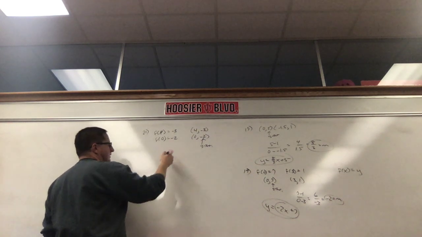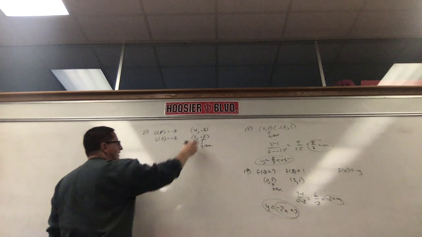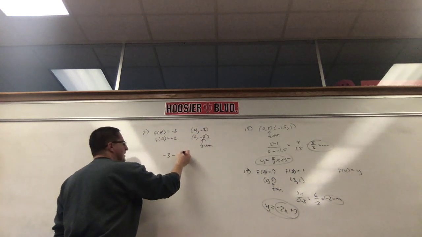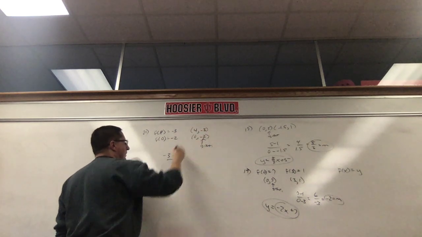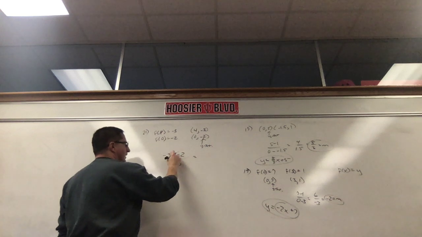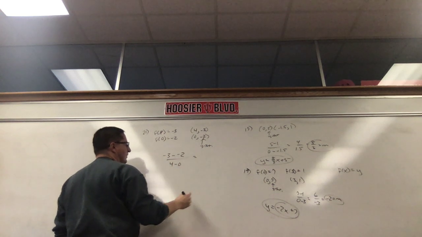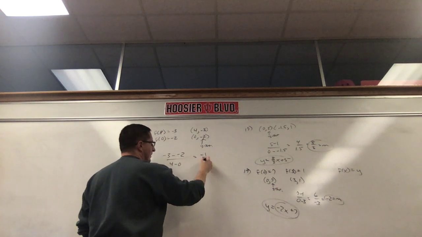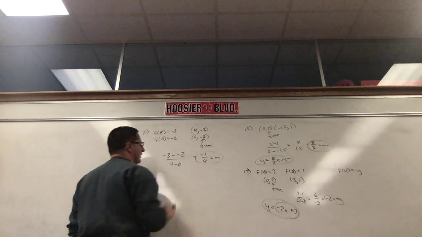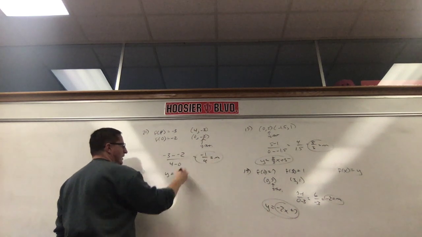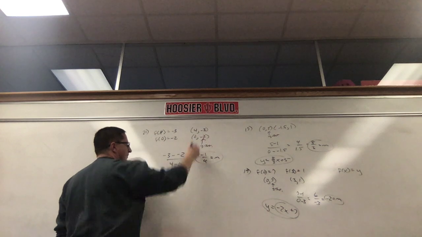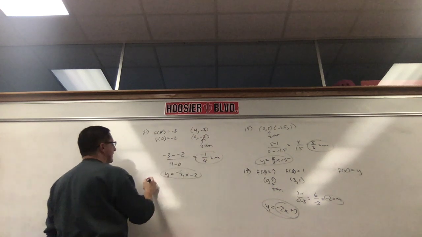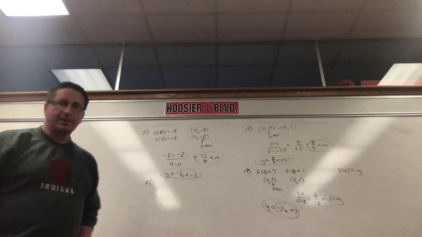So we find our slope, y minus y, so negative 3 minus negative 2 over 4 minus 0. Negative, negative, positive, positive. We have negative 3 plus 2, which is negative 1, over 4 minus 0 is 4. So our equation is y equals negative 1/4 x minus 2. Or plus negative 2, it doesn't matter. But Peter probably like minus 2.